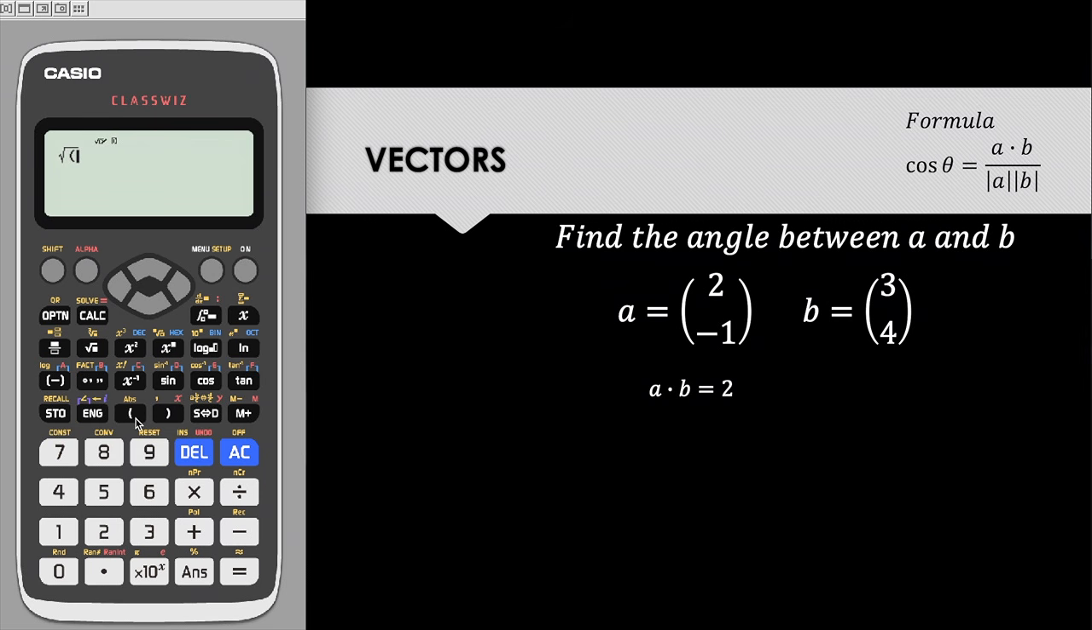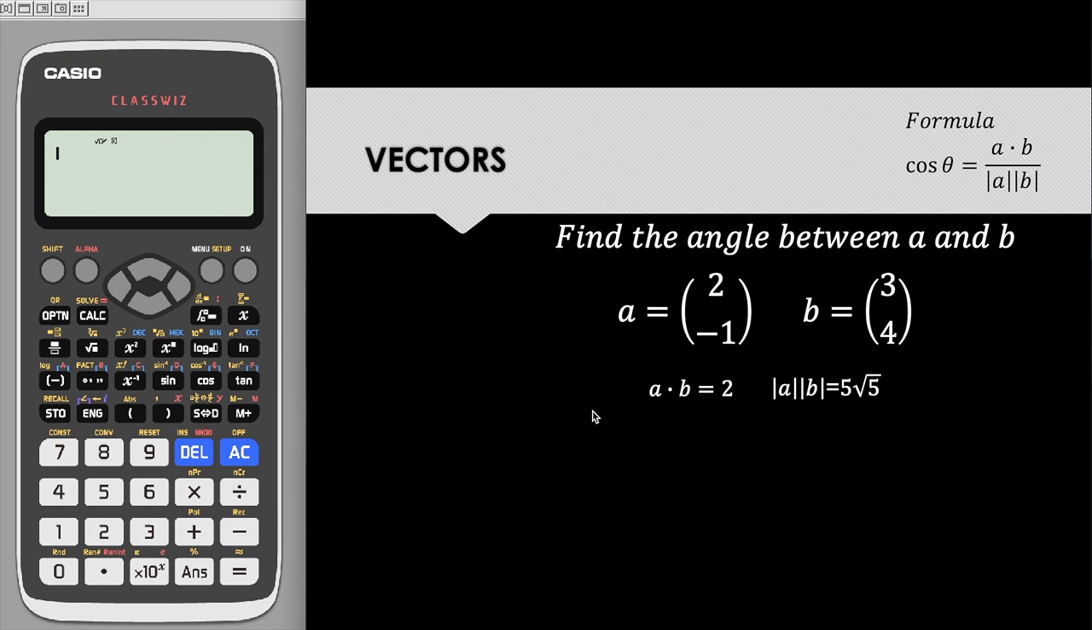So we need to do the square root of 2 squared plus minus 1 squared. Now that gives us an answer of root 5. And then we need to do the same for the magnitude of B. So that's going to be the square root of 3 squared plus 4 squared. Select equals and we get 5. So we can do 5 times our previous answer, which was root 5. So we get an answer of 5 root 5. And that is what I got for my 2 magnitudes.